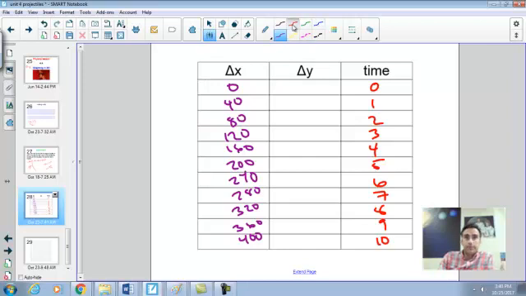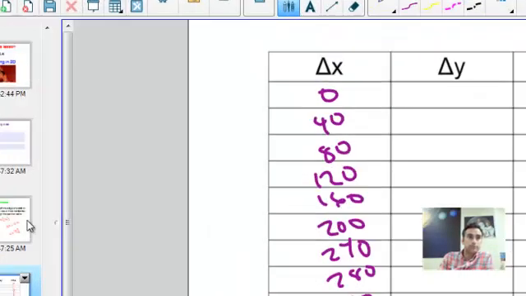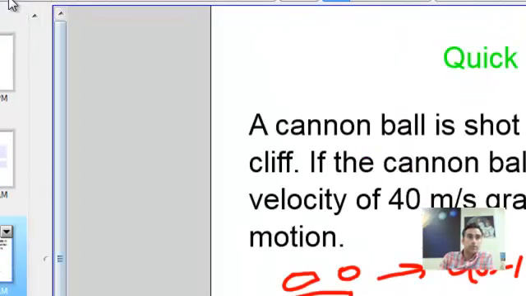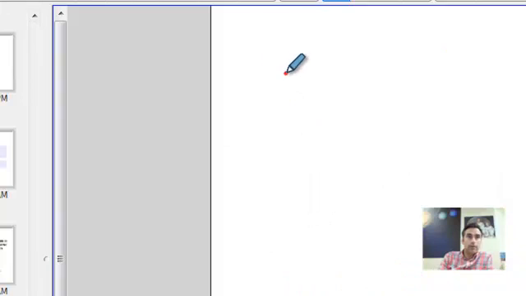Delta y, we're going to have to use an equation, just like we did from before, to figure out our delta y. Only problem is, we have to substitute all of these times in. So, let's get a new page. Let's look at our formula.